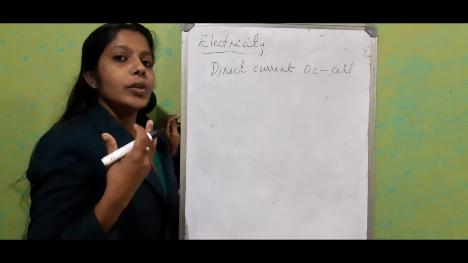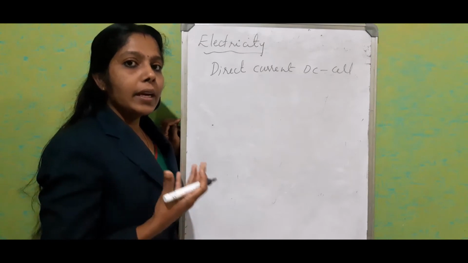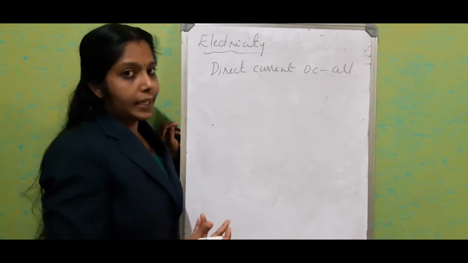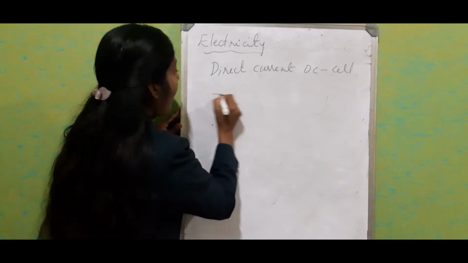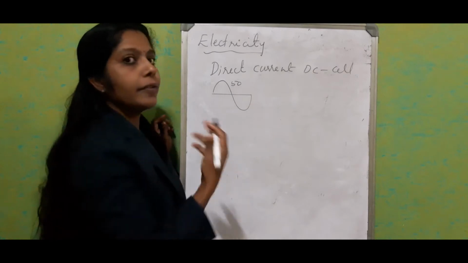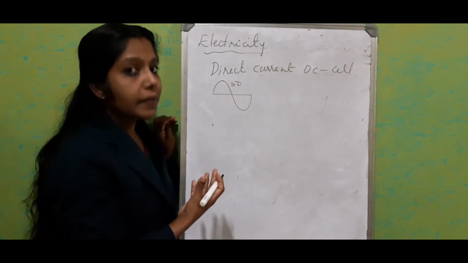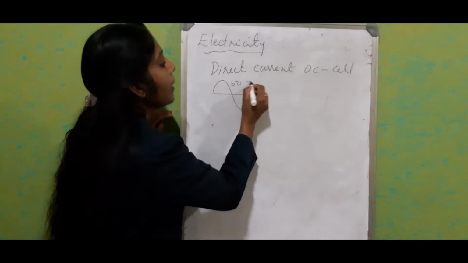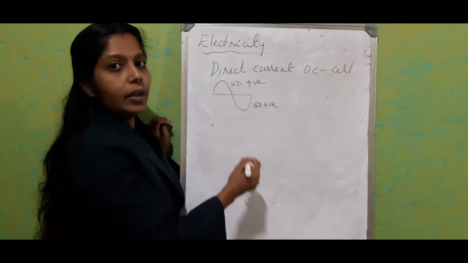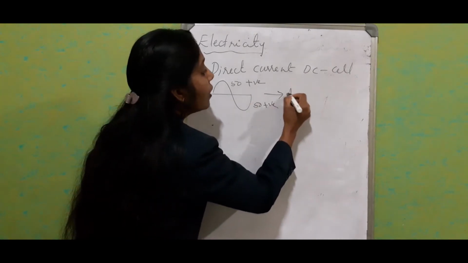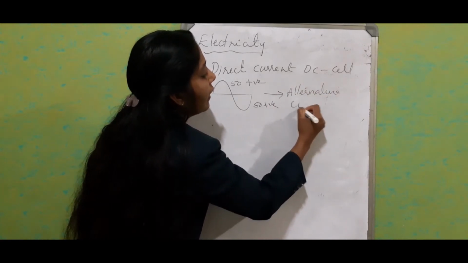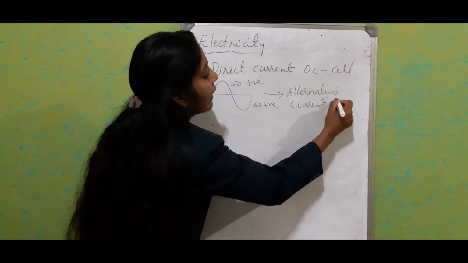The power supply which we are getting in our house is always alternating. It will be having ups and downs. The frequency of this current is 50 times, that means 50 times positive cycle and 50 times negative cycle. So this is called alternating current, or AC.